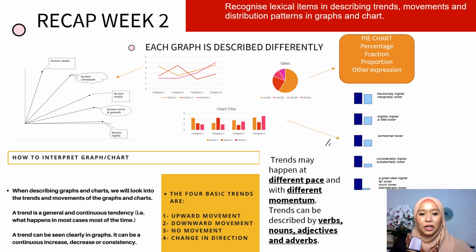A trend is generally and continuously a tendency, and what happened most of the time. A trend can be seen clearly in graphs. It can be a continuous increase, a decrease, or consistency. The four basic trends are upward movement, downward movement, no movement, and change in direction.